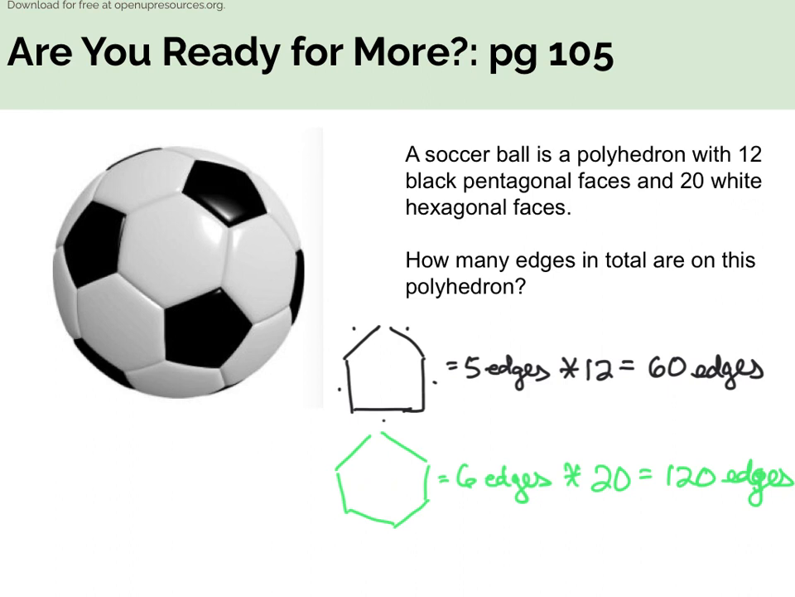All right, so let's think about it. With my pentagon, I drew a pentagon, I have 5 edges and there's 12 of them. So all the edges total would be 60. With my hexagon, there are 6 edges and there's 20 of them, so there's 120 edges. If I add all of those together, there's going to be 180 edges total. But remember that if we have 2 of those faces together, there's actually 2 things coming into one and making one edge. So I need to divide all of this by 2, and that would leave me 90 edges.